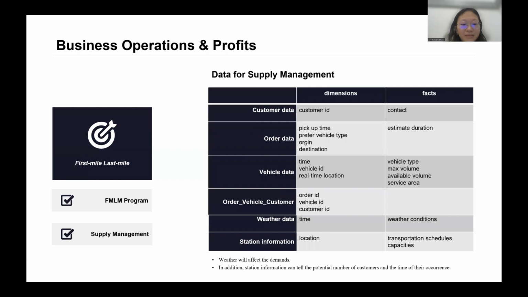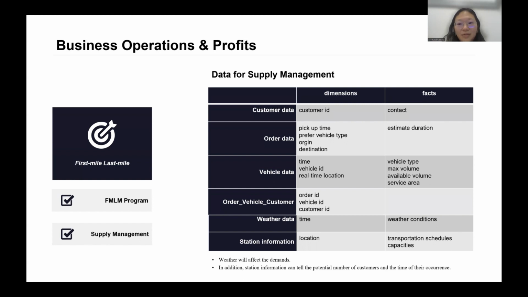Third, the supply management, for which analysts need to plan how many vehicles will be offered for first mile, last mile service in an area. They need to predict the demands. Generally speaking, weather will affect the demands. Wet weather like rain will result in an increase of demand for calling a vehicle. In addition, station information can tell the potential number of customers and the time of their occurrence, which is helpful in planning vehicle supply. And this is my introduction about the business operations and data use.